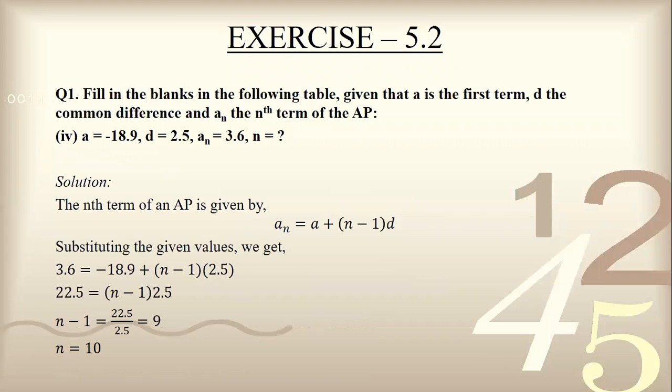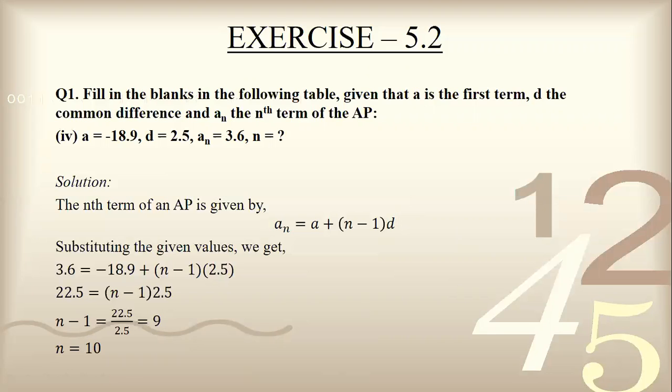So let us move on to exercise 5.2. Fill in the blanks in the following table. Given that A is the first term, D is the common difference, and An is the nth term of the AP. A is given to be minus 18.9 and D is 2.5. An is 3.6. We have to find n, which is the number of terms.